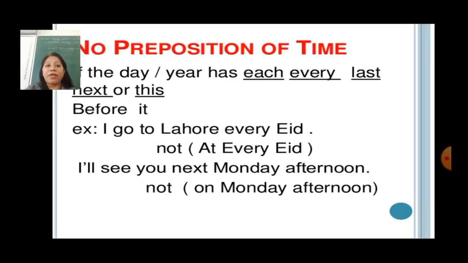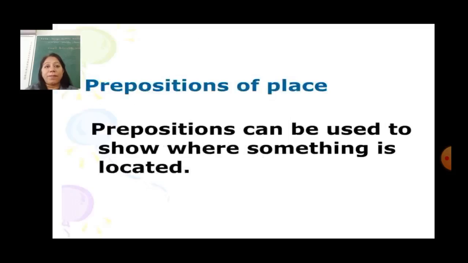We use no preposition of time if the day or year has each, every, last, next or this before it. For example, I go to Lahore every Eid, not at every Eid. I will see you next Monday afternoon. I will see you next on Monday afternoon, that is wrong. So, if the day or year has each, every, last, next or this before it, we will not use a preposition of time.